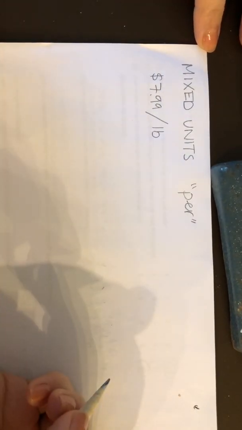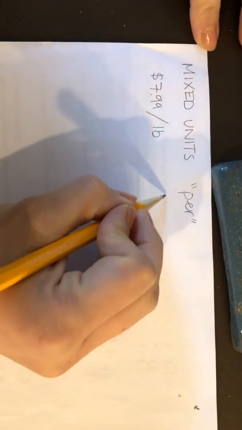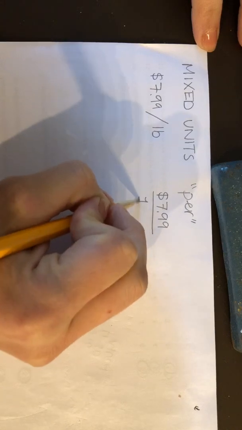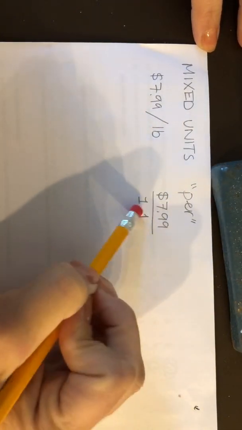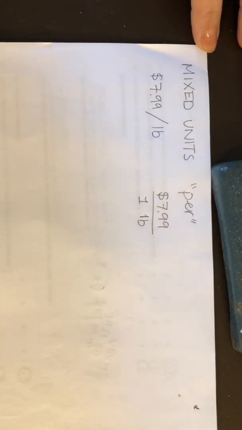So if this was a conversion factor, we would want to split up those two different units, one in the numerator, one in the denominator. So this would be $7.99 in the numerator and 1 pound in the denominator. And of course, you could flip that around if need be, if you needed to cross cancel the dollars.